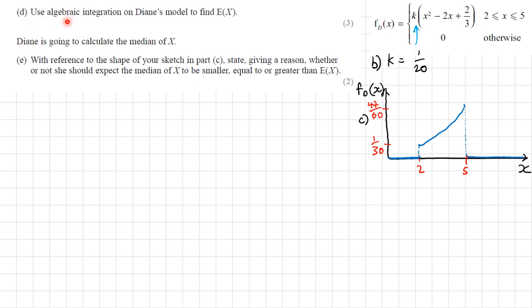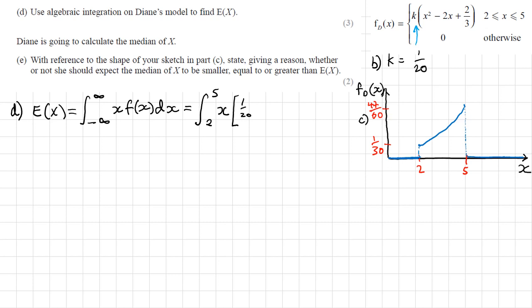Part D, use algebraic integration on Diane's model to find E of x, the mean of x. So just as a reminder, this is the formula that we're going to use to find the mean. In our case, the limits are going to be 2 and 5, because elsewhere the probability is going to be 0, and then it's going to be x times our function of x, and our function of x is 1 over 20, because we worked that out from the previous part, times x squared minus 2x plus 2/3, and we want to integrate that with respect to x.